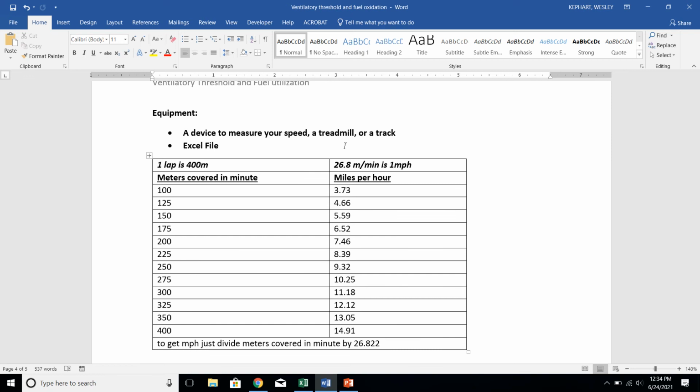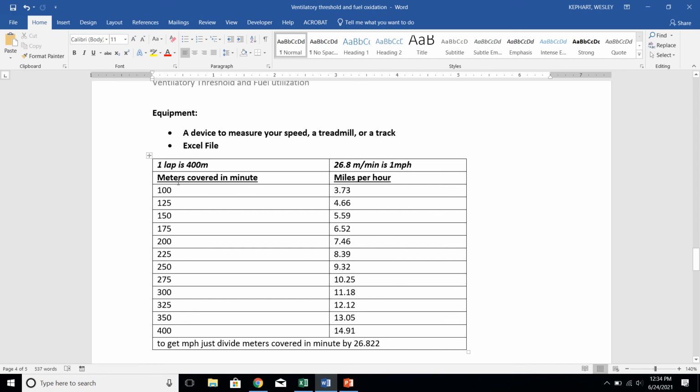Now, if you can't do that, you're going to have to be a little bit more, I guess, old school would be the term. Around a track, you can actually figure out quite a bit of things, right? So here, I just put this on here for you so you could effectively estimate how many miles per hour that you're actually running.